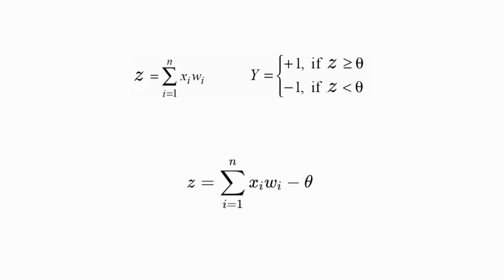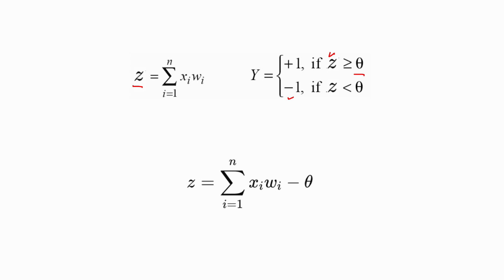Here you can see the pre-activation value is calculated, and it is then compared with a certain threshold called theta. If that pre-activation value is greater than or equal to theta, then we have output +1, and if it is smaller than theta, then we have -1 as the output.